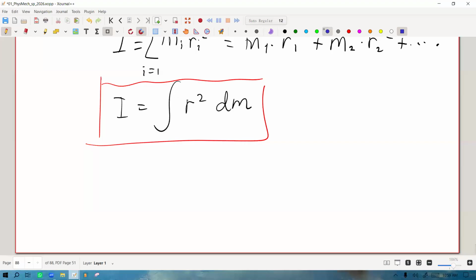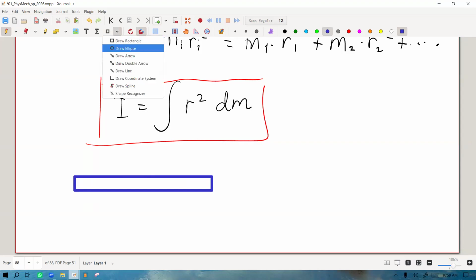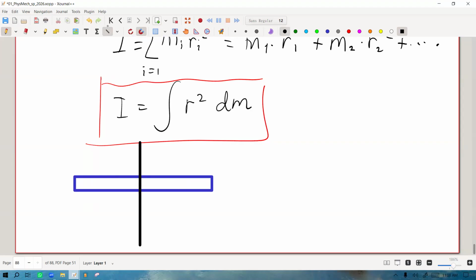Imagine that we have a continuous rod of the same density. This is the rotational axis, and the length of the rod is L. So here is L divided by 2. Imagine first the half of the length of the rod, from 0 to L divided by 2.